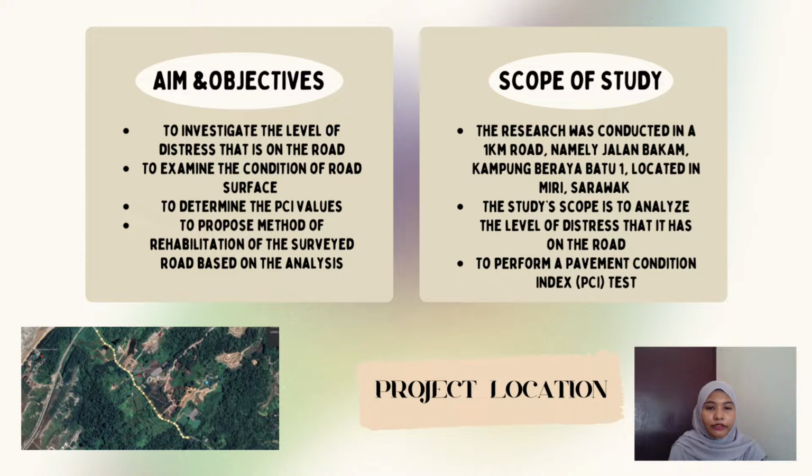Aims and objectives: to investigate the level of distress on the road, to examine the condition of the road surface, to determine the PCI value, and lastly, to propose a method of rehabilitation of the surveyed road based on the analysis. Scope of study: the research was conducted on a 1 kilometer road located at Jalan Bakam, Kampung Beraya, Batu Satu, Miri, Sarawak. The study scope is to analyze the level of distress on the road and to perform a Pavement Condition Index, PCI, test.